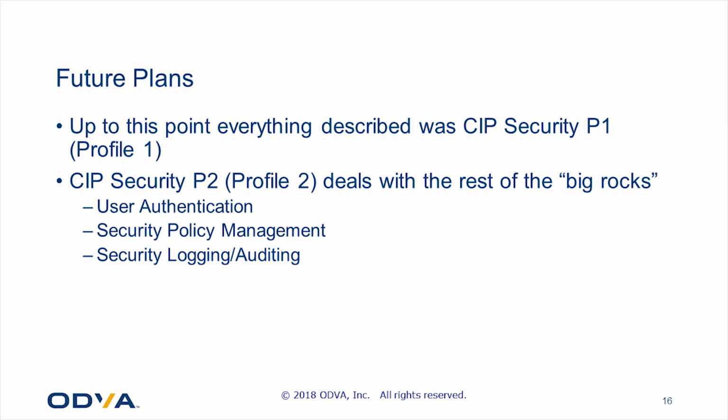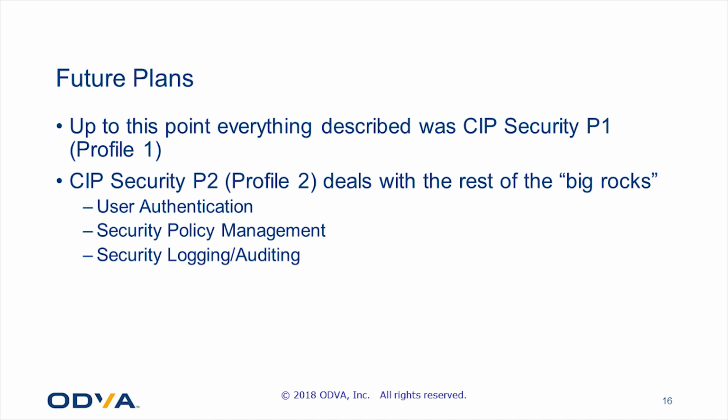Okay, so up to this point, everything I've talked about has been what's been defined currently in CIP security, and what we are referring to as CIP security P1, or profile 1. CIP security P2 is going to be the follow-on effort that we're working on right now within ODVA to define the rest of what we call the big rocks of secure protocols.